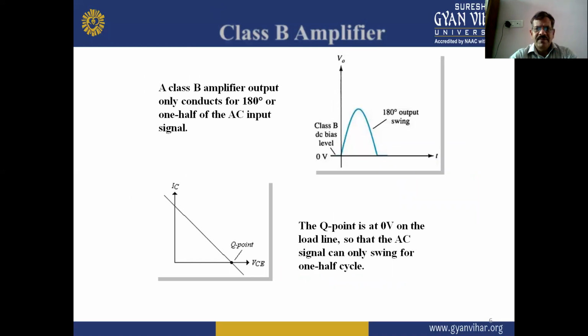Now class B amplifiers. A class B amplifier output conducts for only 180 degrees, and we can see this in this figure, in which the output conducts only 180 degrees. That is the 180 degree output swing, one half of the AC input cycle. In the second figure, the Q point is at 0 volts on the load line, so that the AC signal can only swing for one half cycle. This is the process in a class B power amplifier.